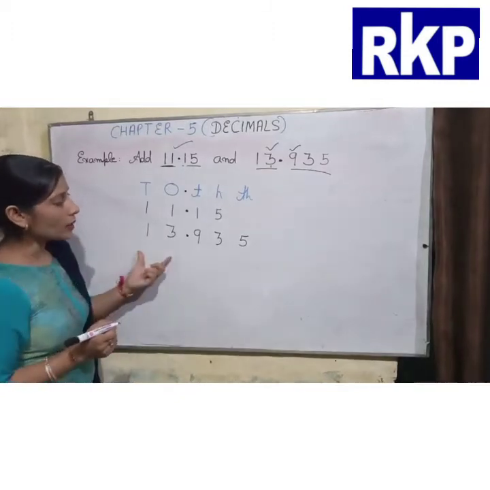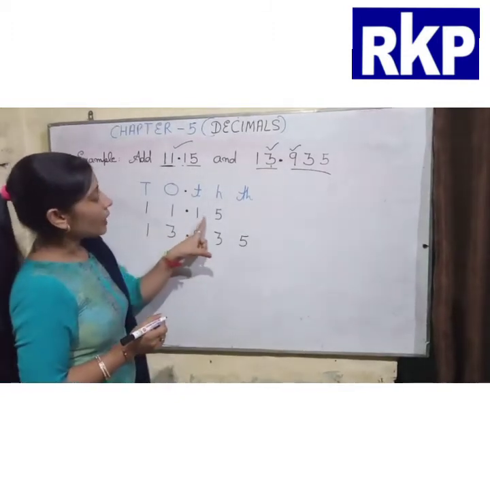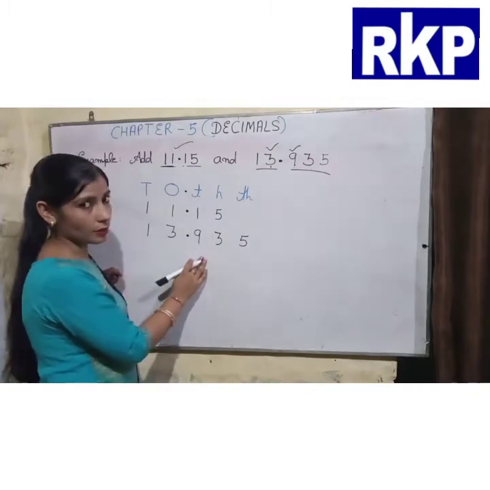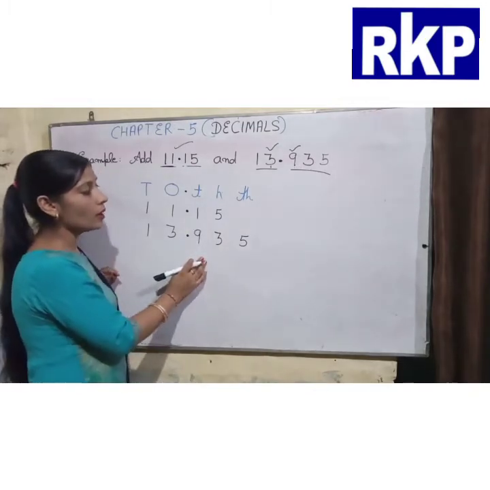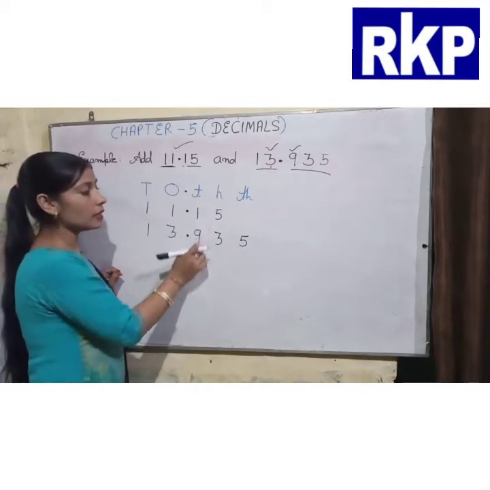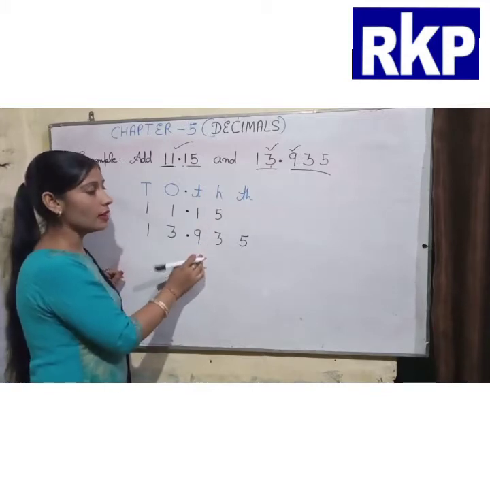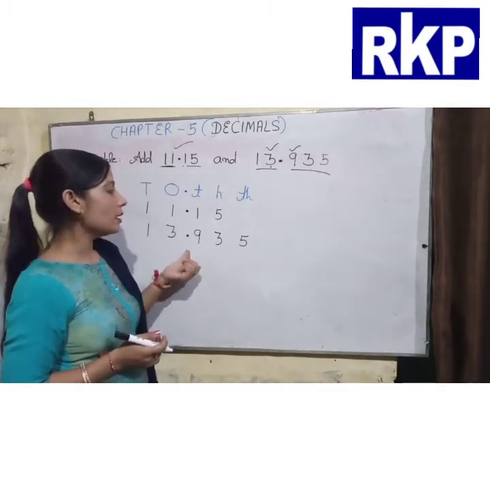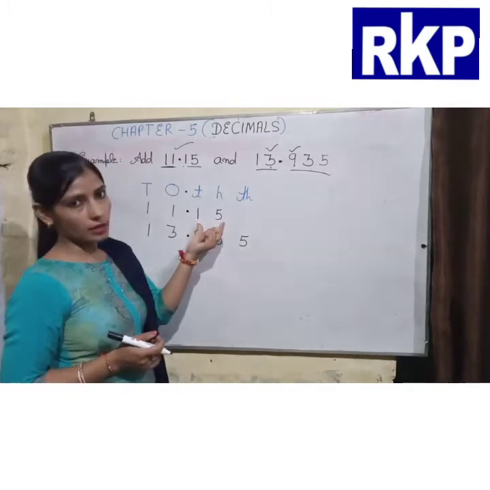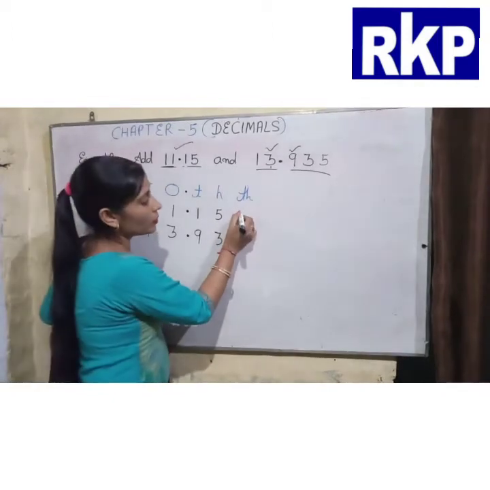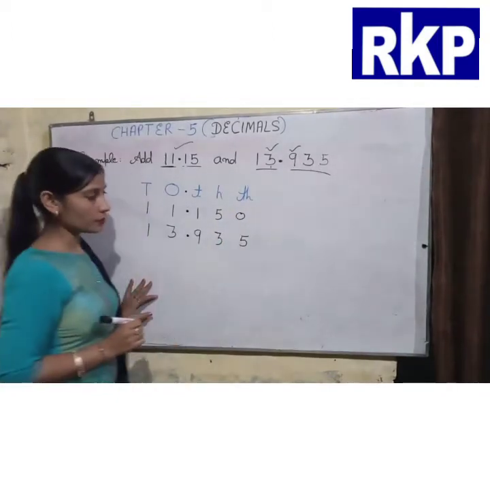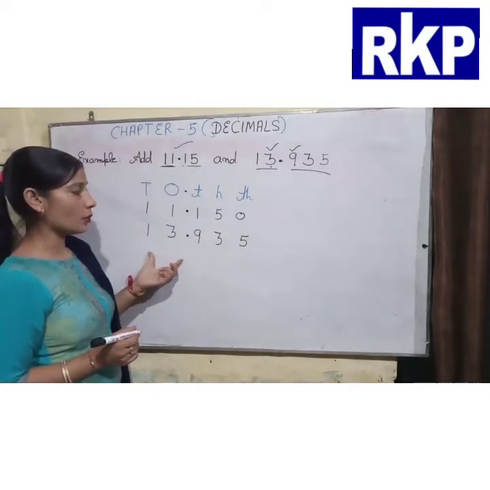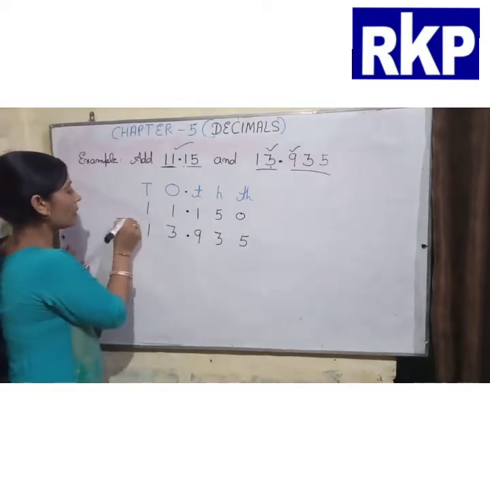Okay, now beta, here we can see these decimal numbers are not like decimals. So first of all we have to convert these decimal numbers into like decimals. Here we have 3 digits after the decimal, and here we have only 2 digits. So we can put a 0 here to make these numbers like decimals. Okay, so now we have to add.